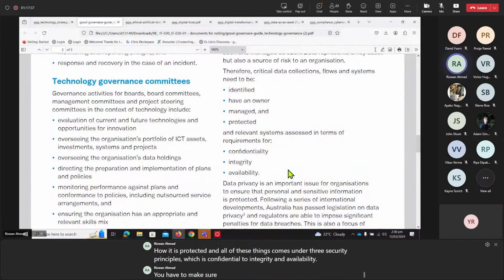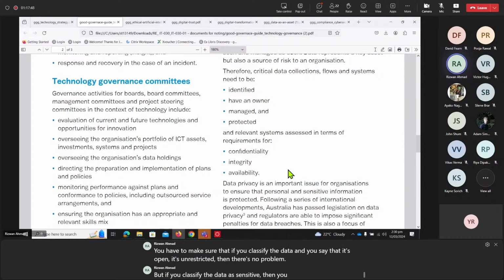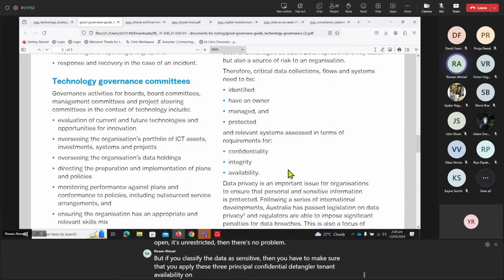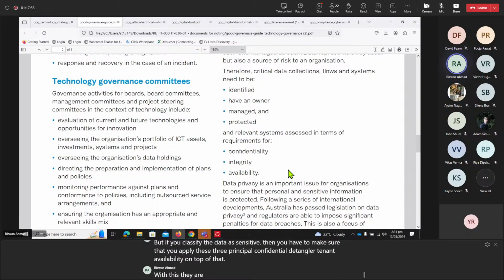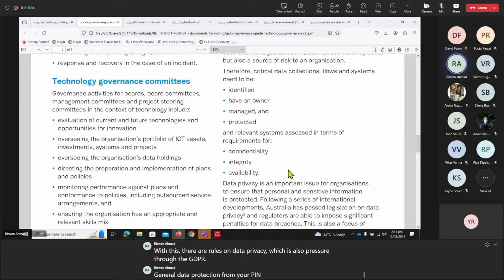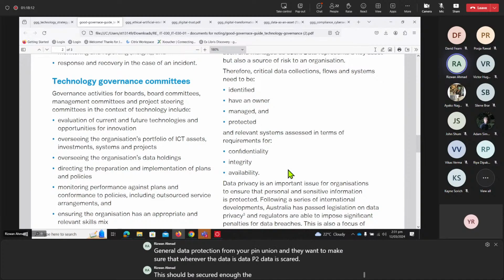If you classify the data as open and unrestricted, then there's no problem. But if you classify the data as sensitive, then you have to make sure you apply these three principles on top of that: confidentiality, integrity, and availability. With this, there are rules on data privacy, also pressured through the GDPR, the General Data Protection Regulation from the European Union. They want to make sure that wherever PII data is kept, it is secure enough that it should not be breached easily.